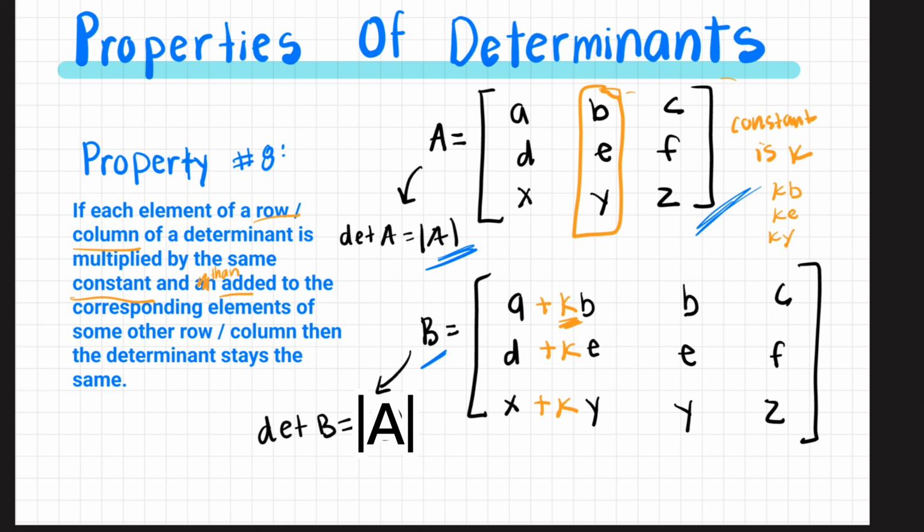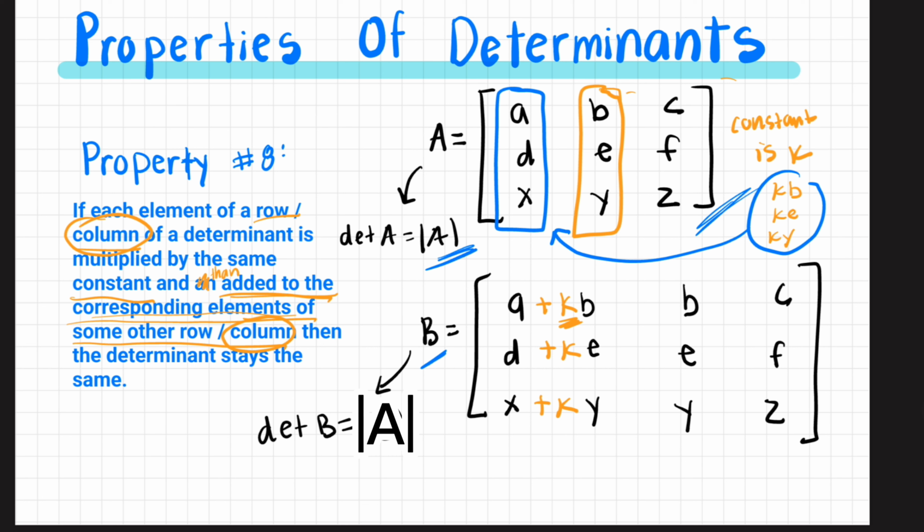Constant, and then added it to the corresponding elements of some other row/column. So since I took a column before, I have to take a column again. I can't take a column and then pick a row. I have to stick with one thing, row or column. In this example, I'm doing a column. So I add them to the corresponding elements of another column. Now I just took this column, and now I will add this to that column, which is what I did over here. So I did A plus KB, D plus KE, and X plus KY.